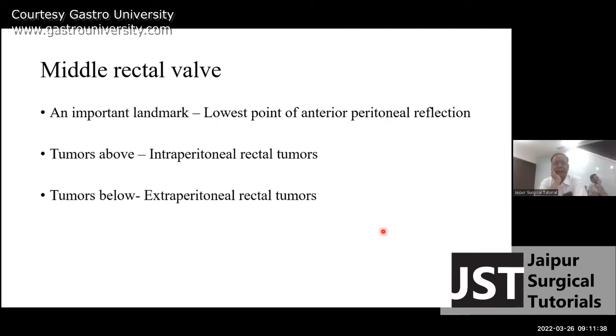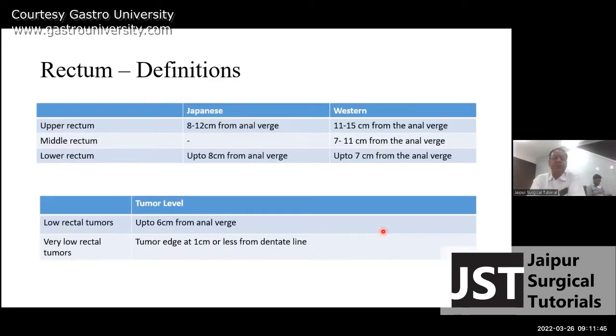Nisha, can I interrupt? Sorry, sir. Your previous slide, please. Yeah. So, do you think there is any significance why the Japanese call it upper and lower, and why we call it upper, middle, and lower? Do we have any significance of that?